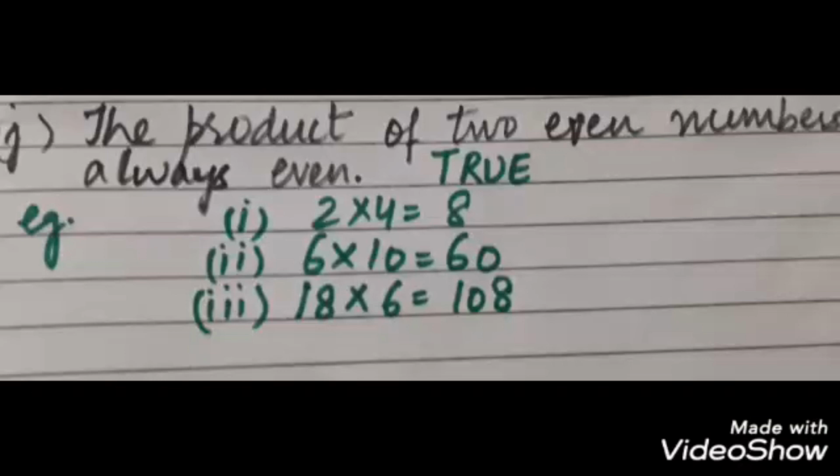J part, the last part, the product of two even numbers is always even. It is a true statement because if we multiply 2 into 4 it is 8, 6 into 10 is 60, 18 into 6 is 108. All these are even numbers and their product is also an even number. So the statement is a true statement.